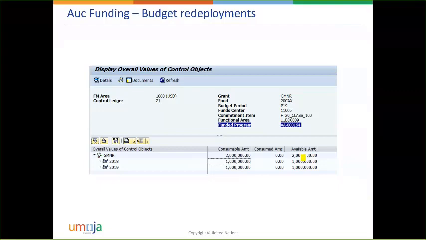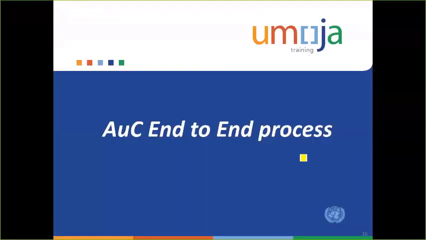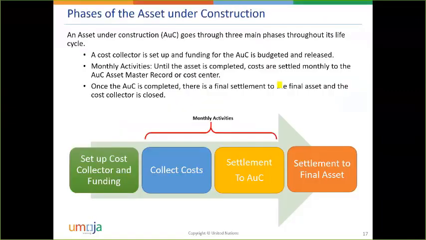So you have projects and some of the projects have funding, have budget allotted or redeployed. So you as inventory managers that are mainly the target audience, but also engineers, how is this process? I'm going to try to give you now a short overview of how this AUC end-to-end process is, so you recognize what parts of the process you have to take.